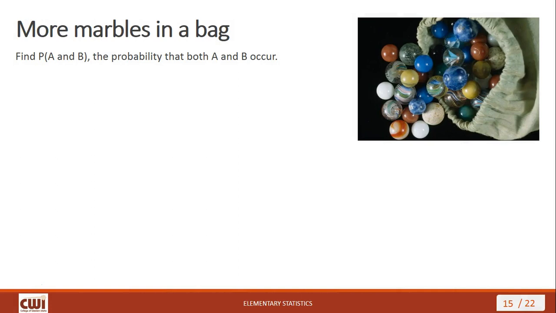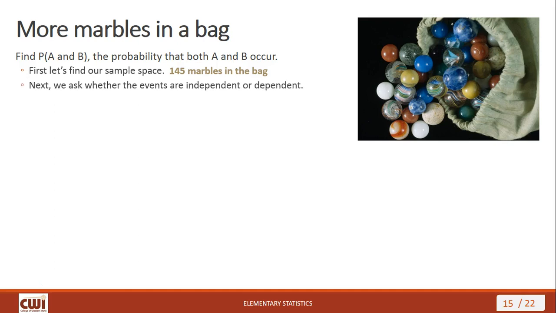Let's look at finding the probability of A and B, which is the probability that A and B both occur. First, let's find our sample space. So we have 145 marbles in our bag. This is the total, this is the whole that we're going to use for calculating the individual probabilities. Next, are our events independent or dependent? Well, we're sampling with replacement, therefore the events are independent.